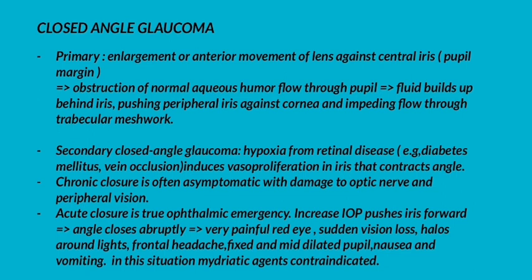Secondary closed angle glaucoma: hypoxia from retinal disease in diabetes mellitus or vein occlusion induces vasoproliferation in the iris that contracts the angle. Chronic closure is often asymptomatic with damage to the optic nerve and peripheral vision.